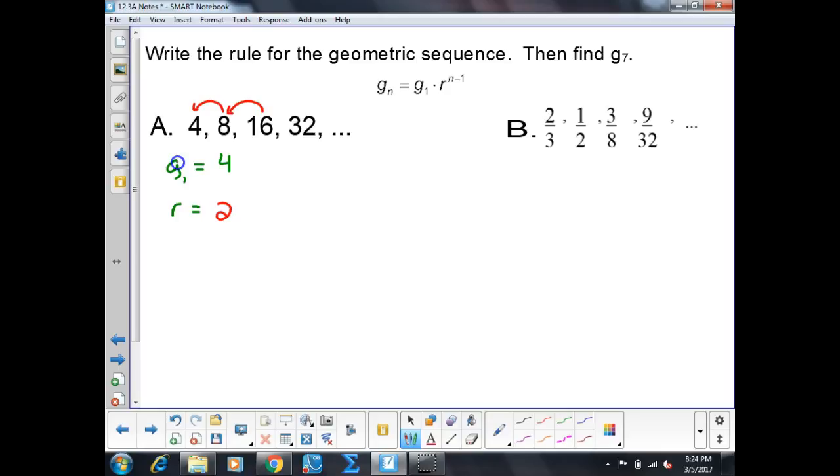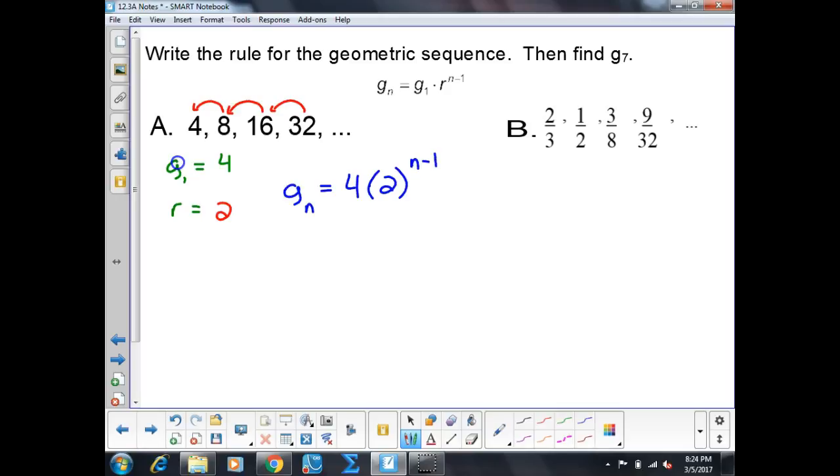16 divided by 8 is 2. 32 divided by 16 is 2. Or, what times 4 gets me 8? That's 2. What times 8 gets me 16? That's 2. So there's that. So my rule then would be G sub n for any term is going to equal 4 times, and I like to put the r in parentheses, 2 to the n minus 1 power.